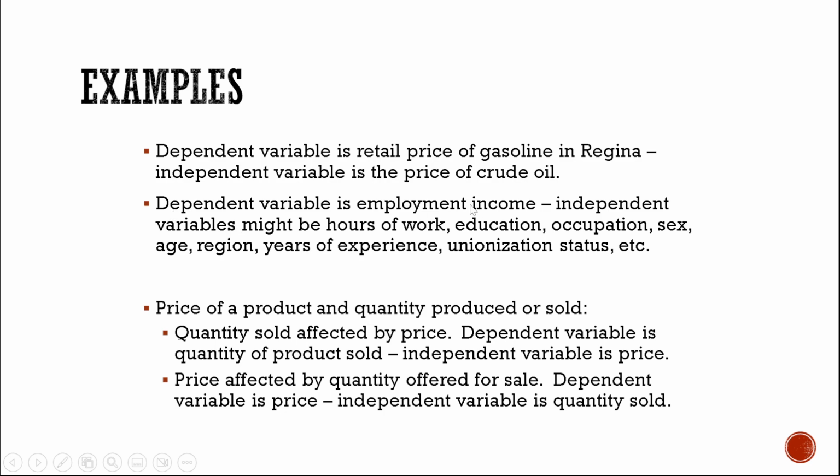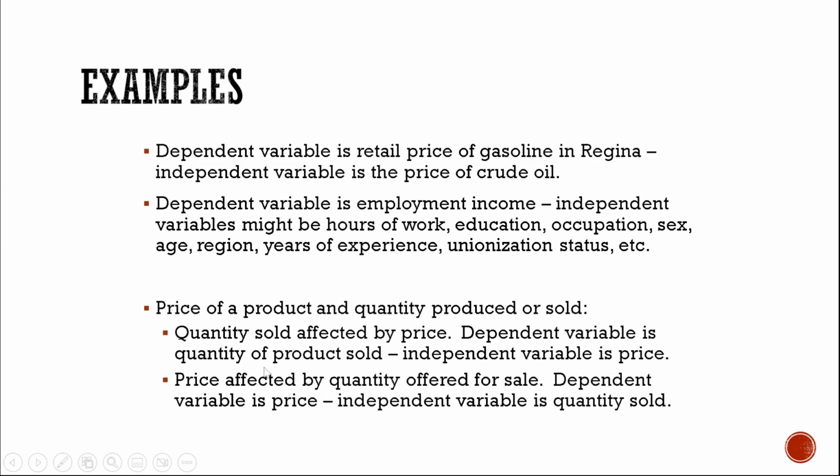In other words, there are variables that you have to consider when you determine the employment income. And what are these variables? These are hours of work, education, occupation, etc. Next, the price of a product and the quantity produced or sold. What makes one of these two variables dependent on the other? Quantity sold is affected by price. The dependent variable is the quantity of products sold, while the independent variable is the price.